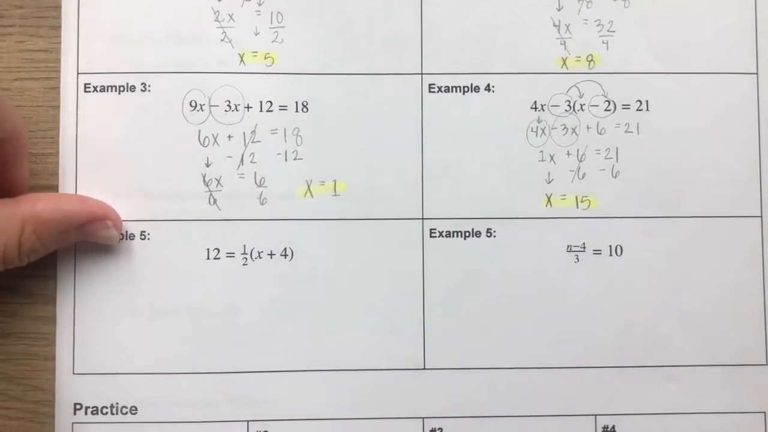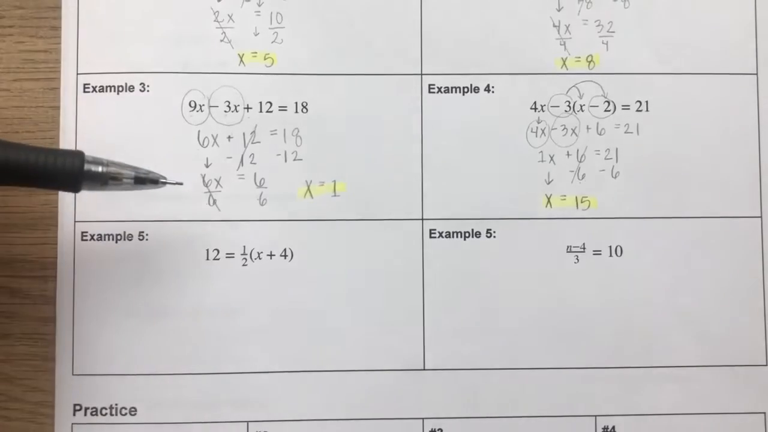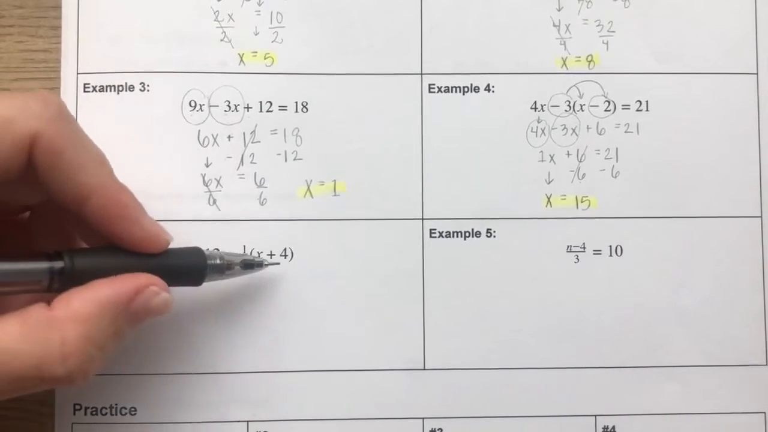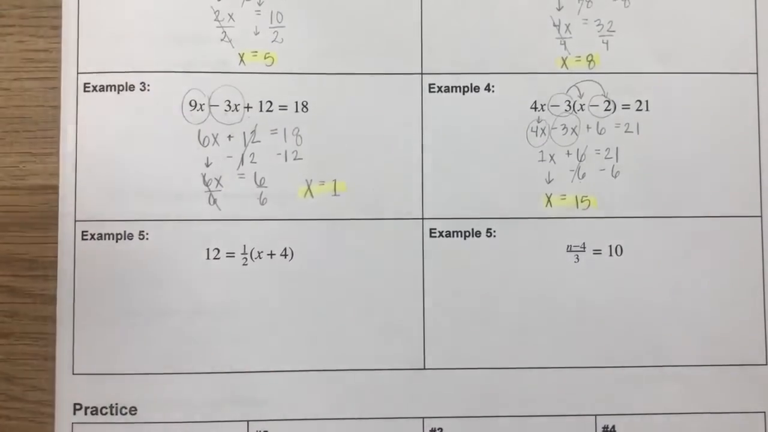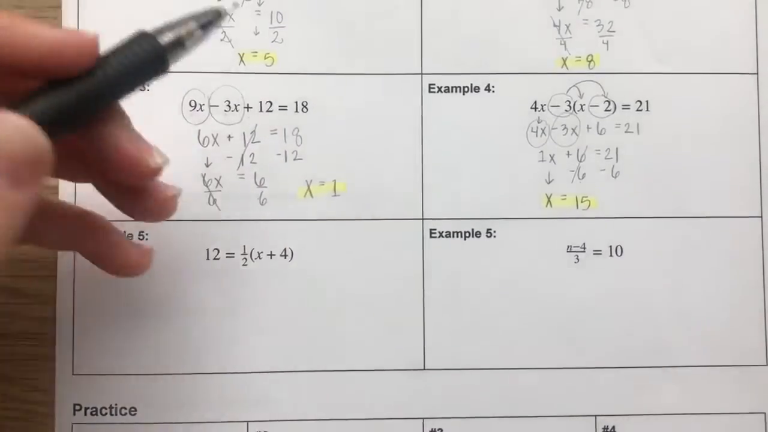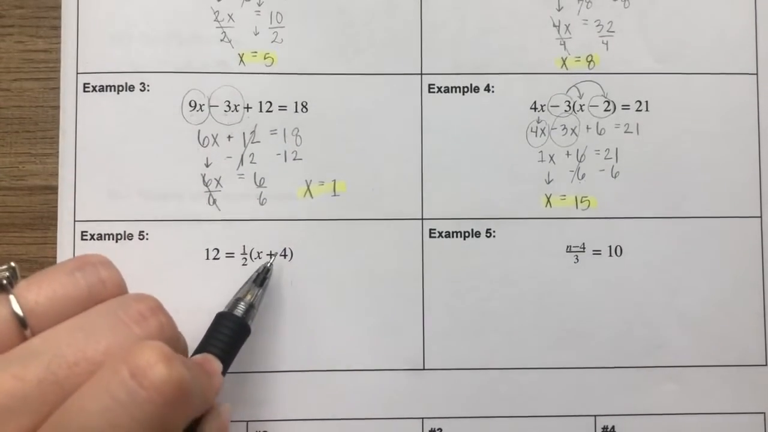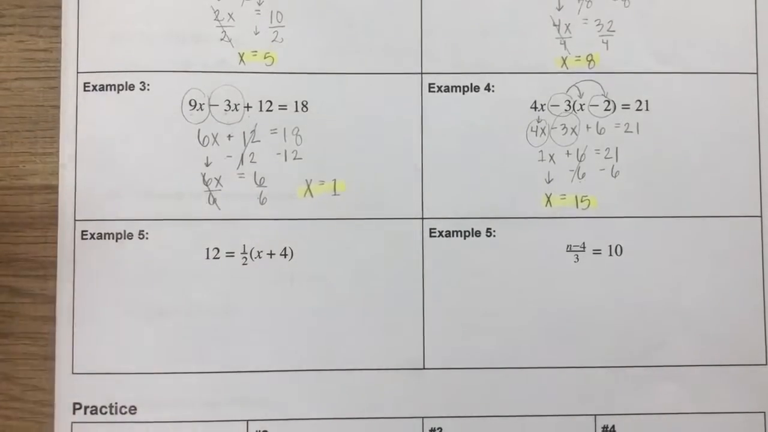And then for example 5, it's 12 equals 1/2 times x plus 4. So I have this fraction that's out in front of the parentheses with different terms inside the parentheses. So unfortunately, normally we undo addition and subtraction first, but I can't just subtract 4 out of here because it's inside the parentheses. So I have to find a way to get rid of them first, and I have to use the distributive property to do so.